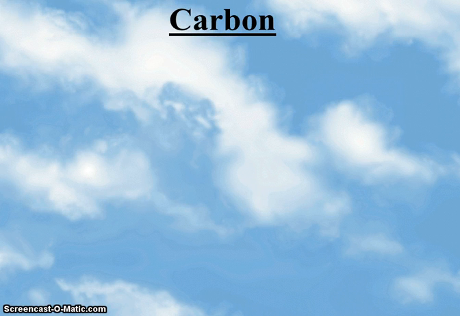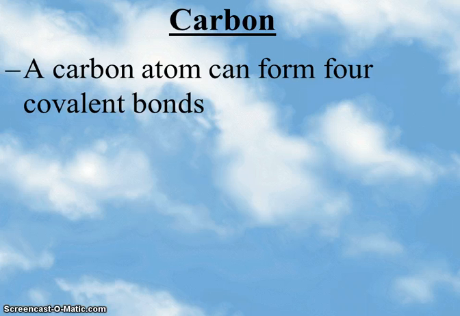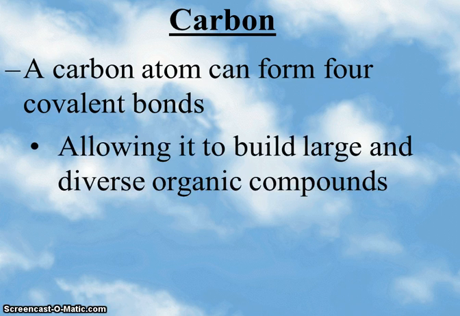But the main component of biochemicals is this carbon atom. So let's spend a couple minutes and just review the structure of a carbon atom. A carbon atom has 4 valence electrons. And because of that, it can make 4 fairly strong covalent bonds. What that allows carbon atoms to do is to bond with other carbon atoms to make large, complex, diverse organic compounds that contain carbon atoms in long chains or in ringed structures.